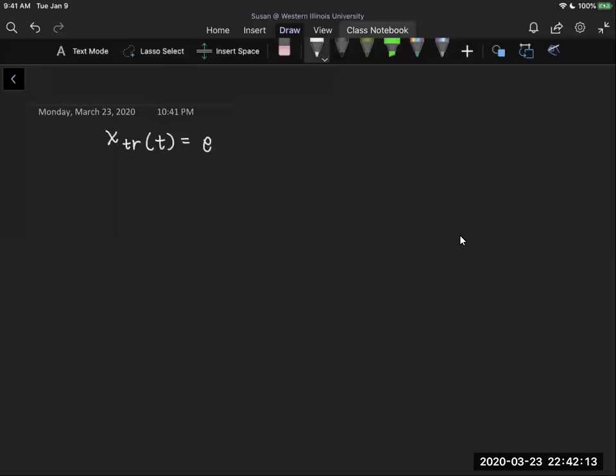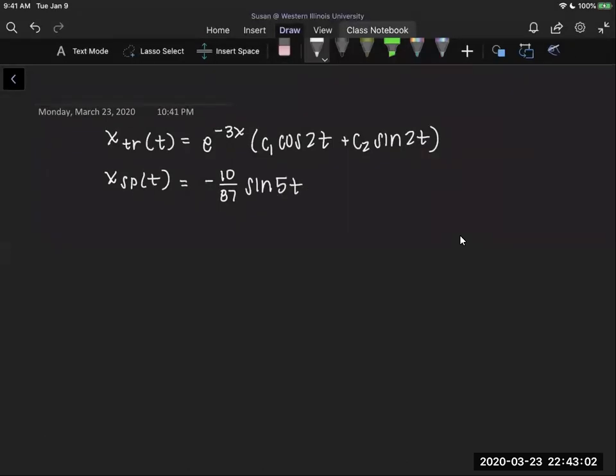So what I had for the transient, again, just writing it out one more time, e to the negative 3t (C1 cosine 2t plus C2 sine 2t). And then we had our steady periodic. Now, I had condensed the steady periodic to a single cosine function because that's what the book asked for. However, taking derivatives of that is ugly because it involves that alpha. And so I'm going to intentionally rewrite it as the sum of two oscillations. If you think back to what we had found for A and B, A was negative 10 over 87 sine of 5t, and B was negative 25 over 87 cosine 5t.